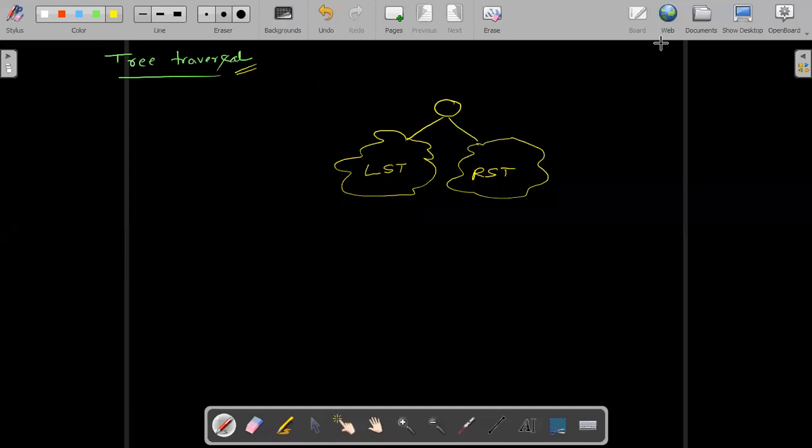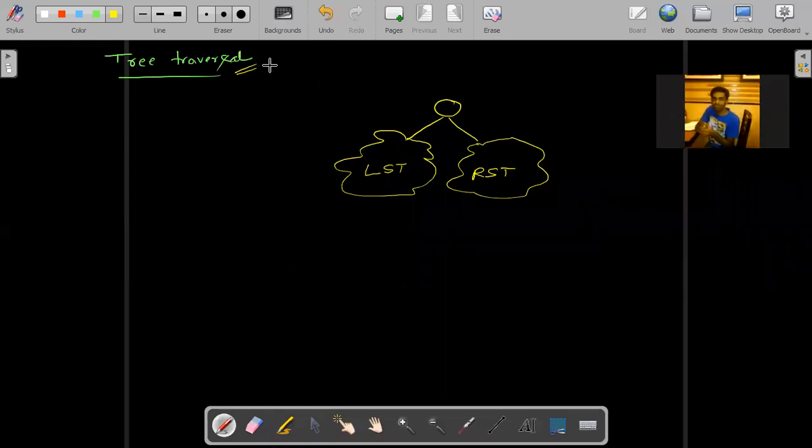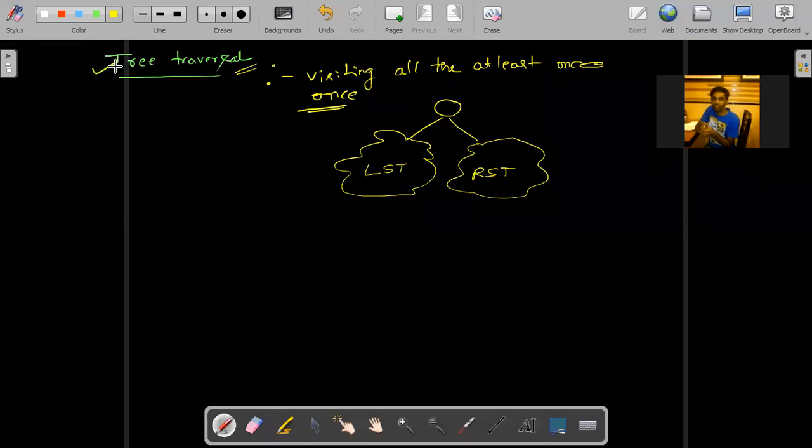So what we are doing currently is tree traversing. So what is this? Tree traversal is nothing but, please understand these lines, visiting all the nodes at least once. Okay, at least once. I will write here: at least once. So this is called tree traversal or tree traversing.